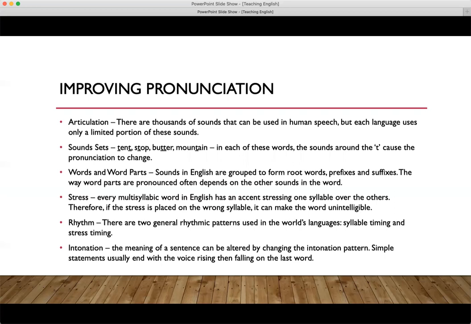Articulation. There are thousands of sounds that can be used in human speech, but each language uses only a limited portion of these sounds. All English sounds are made by pushing air through the mouth or nose. These sounds vary when we change the air movement by using our lips, teeth, and tongue to obstruct air at certain articulation points. For instance, we shape the words boy, pen, win, man with our lips. You try it. Say each word slowly and feel where your lips shape the word.